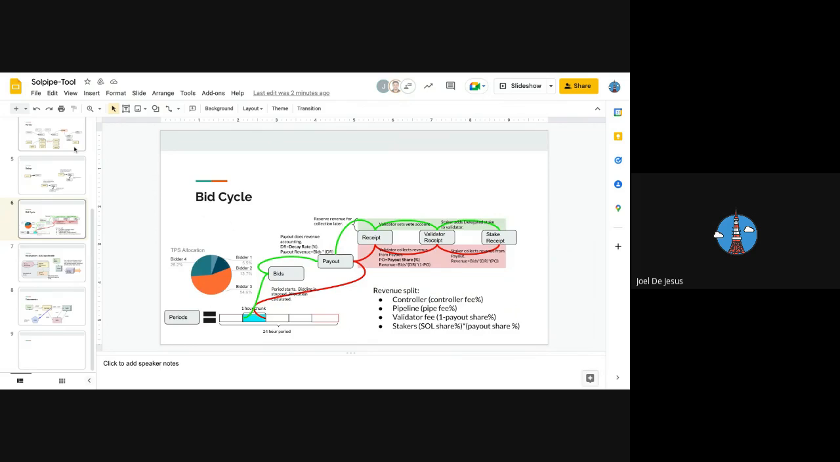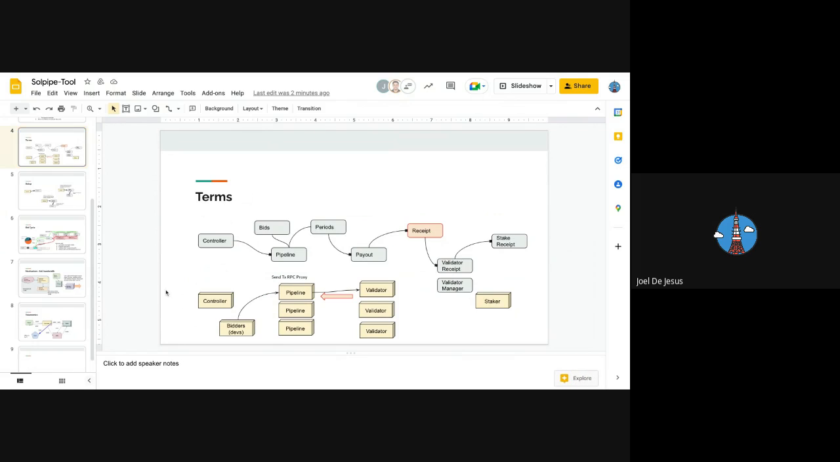So let me go back to here. Let me just do one more arrow.